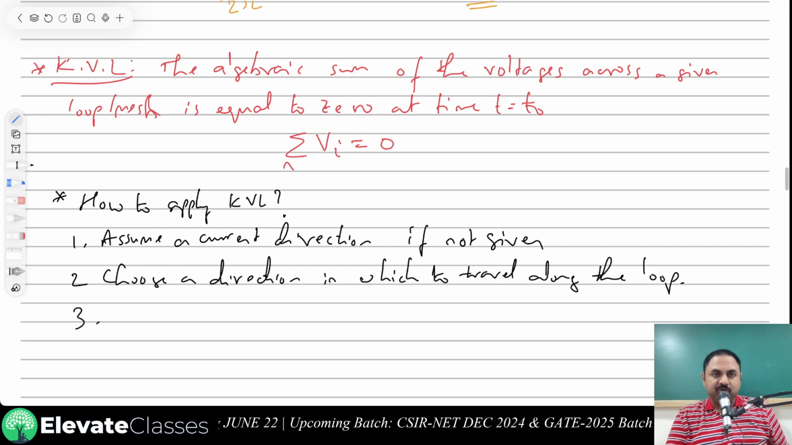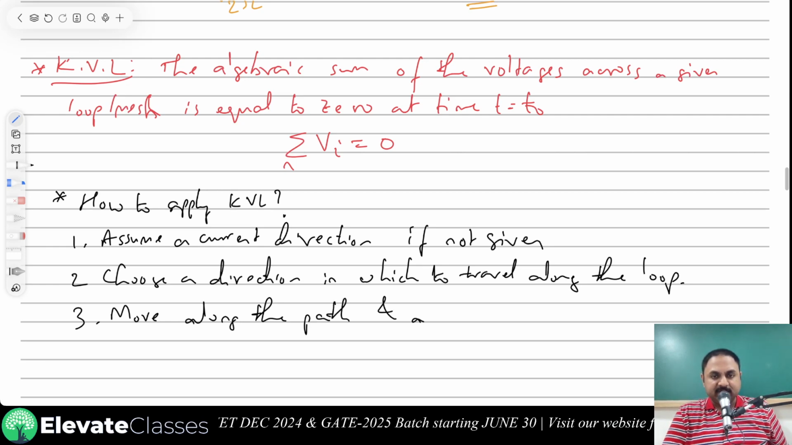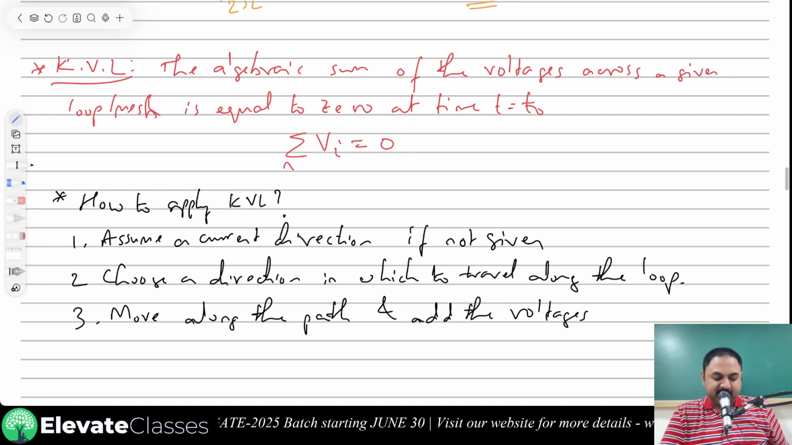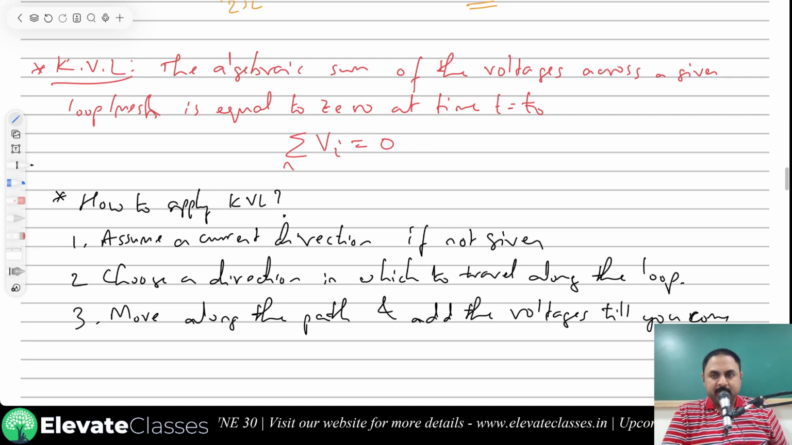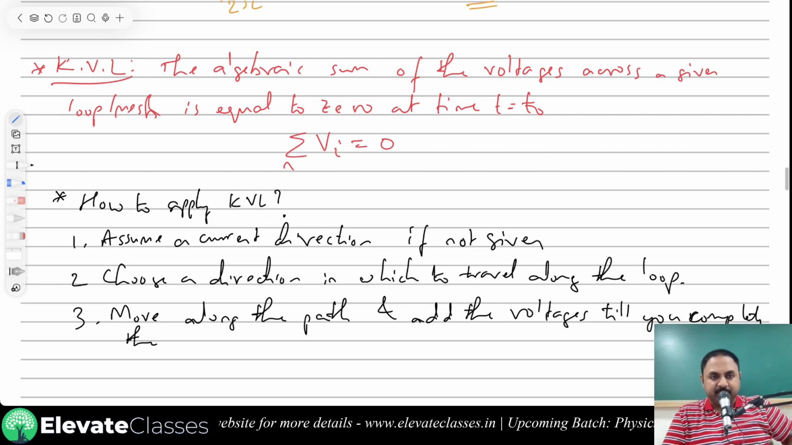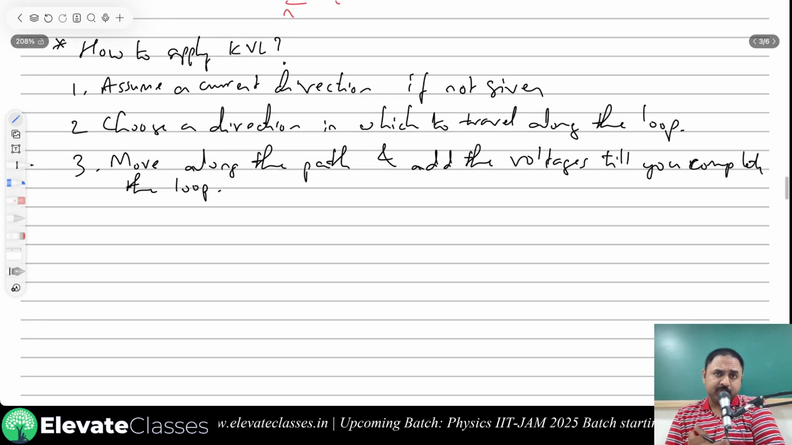Now what you should do, you've chosen a direction, move along the path. Simply move along the path and add the voltages till you reach the starting position, till you complete the loop. Basically, you start from a point, come back to the same point, till you complete the loop. Okay, now I hope this is very clear. There should be no confusion on this.